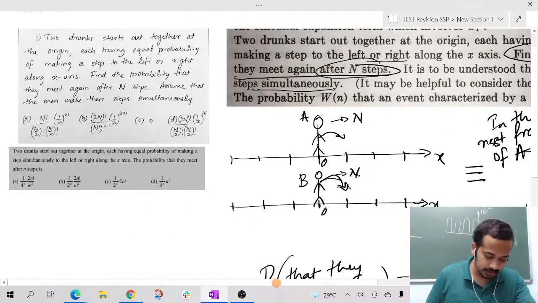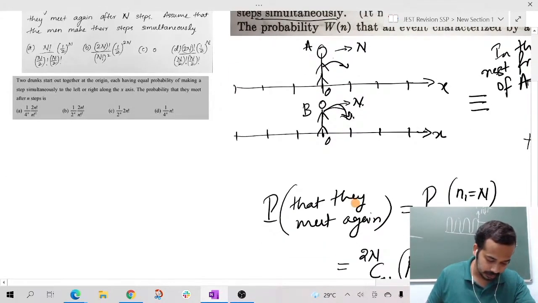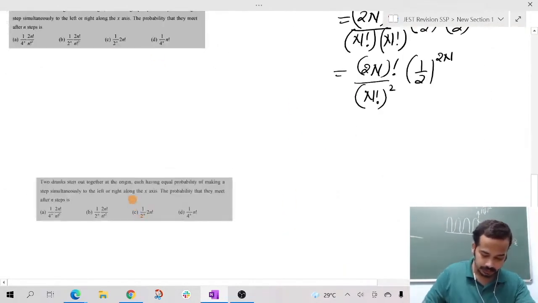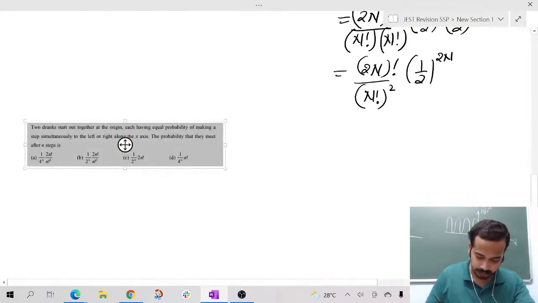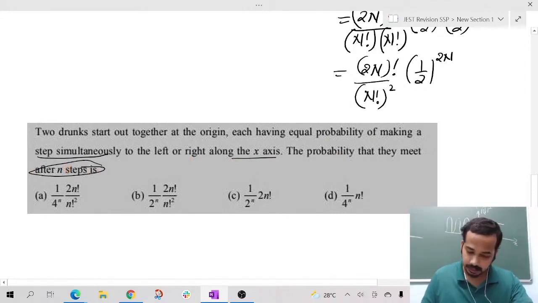Now again, can you answer this one? I think this one you can answer. Both are the same. This is an old JEST question, I think. Can you quickly answer this one using this idea? Two particles start off together at the origin, each having equal probability of making steps simultaneously to the left or right along the x-axis. The probability that they meet again after n steps is equal to 2n factorial, n factorial whole square, 1 by 2 power 2n, 1 by 2 power 2n, 1 by 4.